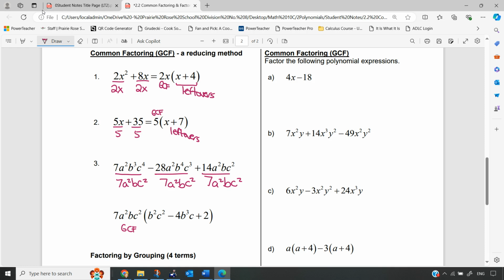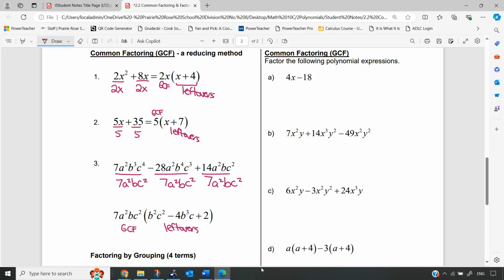For term 2, I've got negative 28 divided by 7 is negative 4, a squareds cancel, b to the fourth over b is b cubed, and c cubed over c squared is c. For the third term, 14 over 7 is 2, a squareds cancel, b's cancel, and c squareds cancel. So again, I have my GCF and my 3 leftovers.